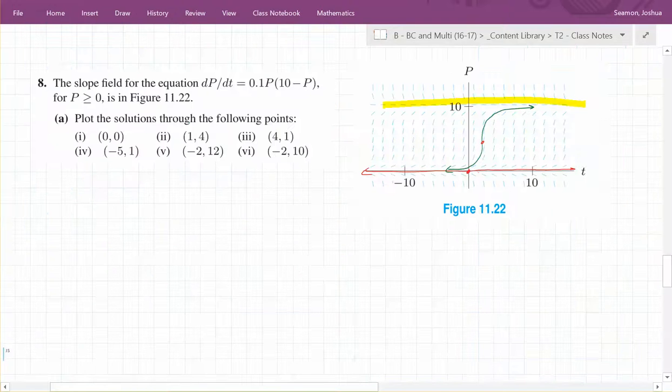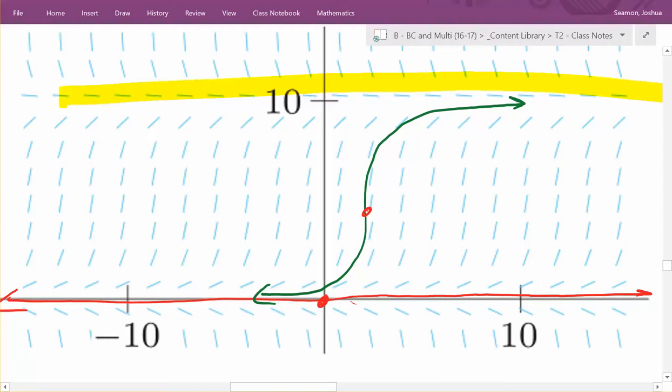Anybody know what this kind of curve is called? What kind of slope field is that? Anybody remember? You might have seen it in your homework or in the book. Seen it in biology class? Anybody seen it before? Kind of looks like tangent, yeah.